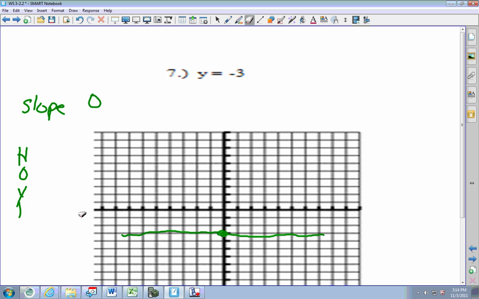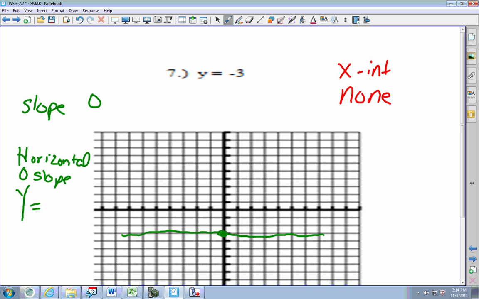Let's try that again. Horizontal has a 0 slope, and y equals is the form of the equation. What is the x-intercept? Does it cross the x-axis? No, there is none.